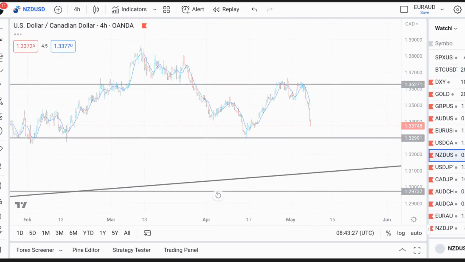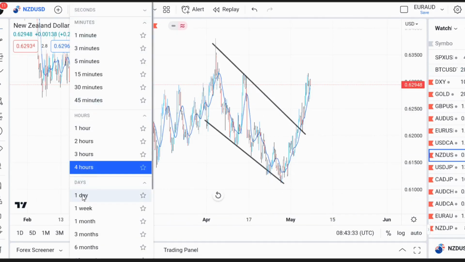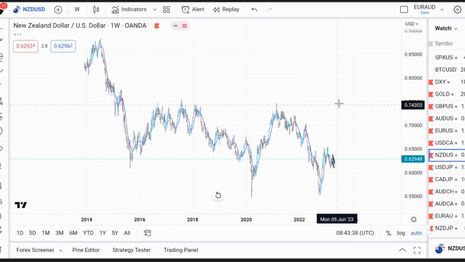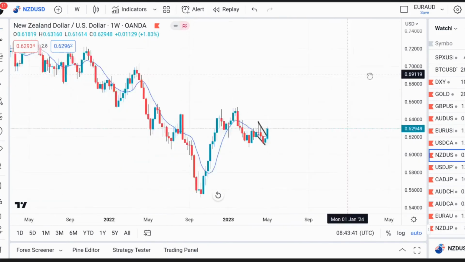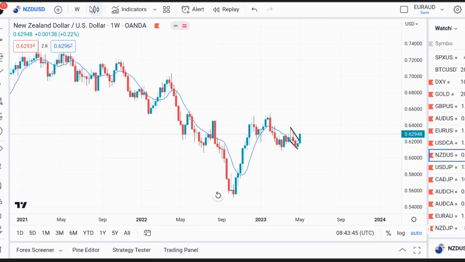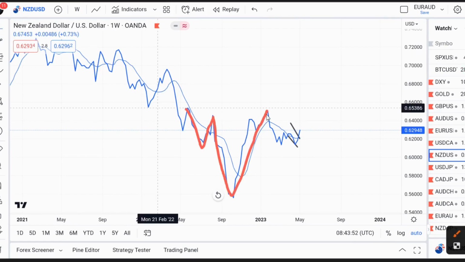So the next pair we want to check is NZD USD. Going to the weekly time frame, let's see what's going on. Let's smoothen the charts first. Smoothing the charts, you can see that something is also looking like a head and shoulders here, which fails to break below this particular level right there. So it tells us that we still have more move to the upside.